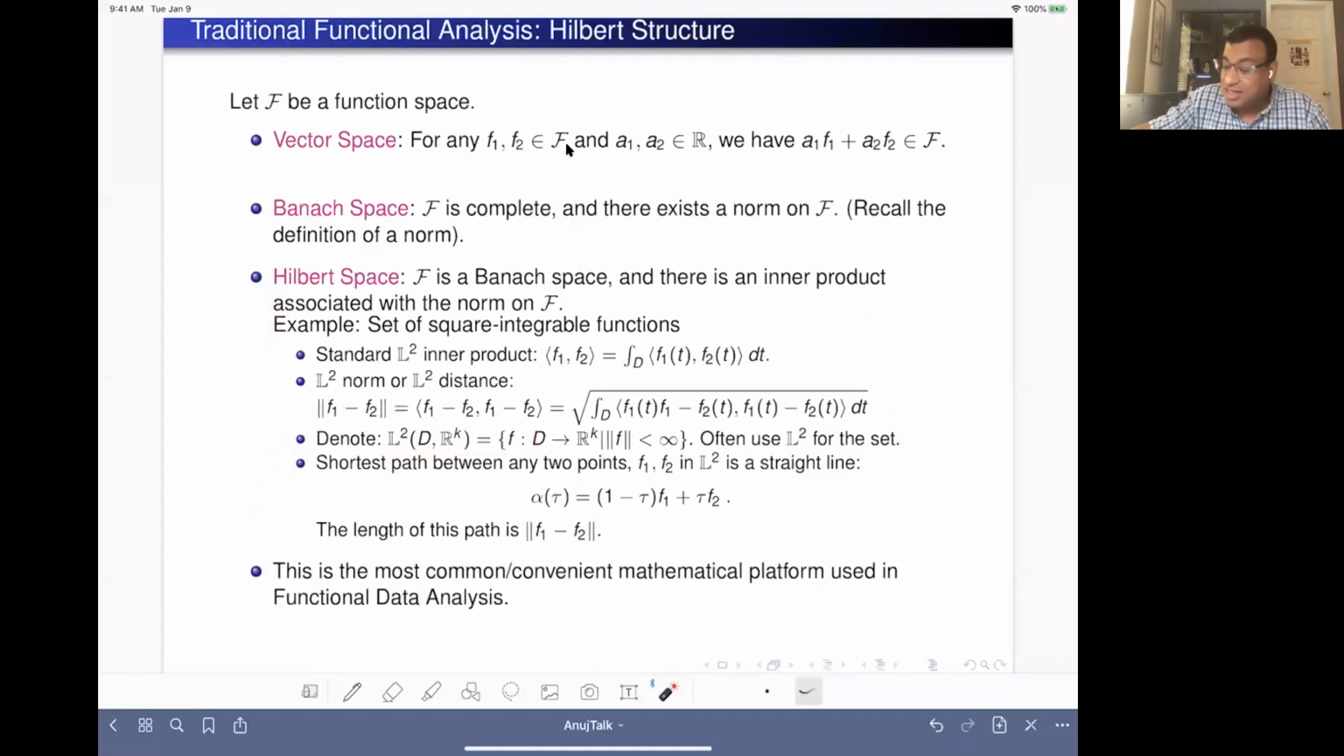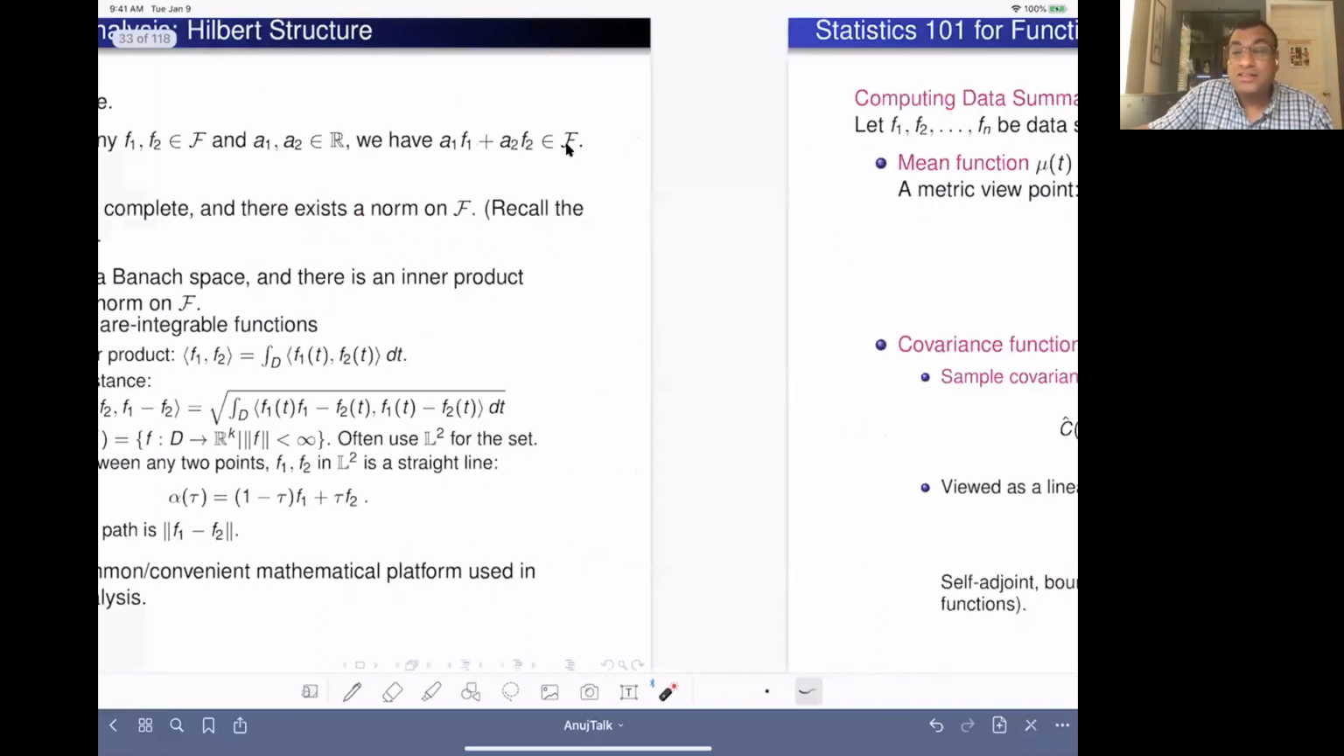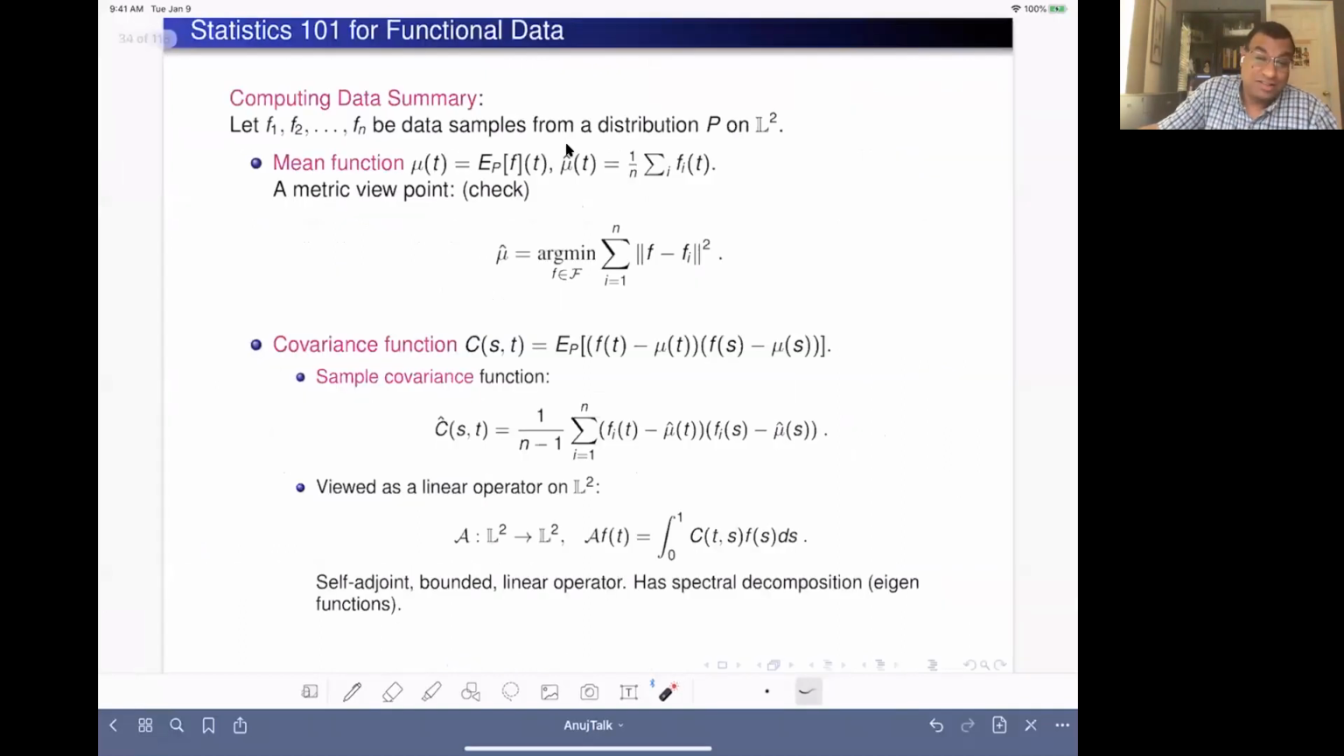There are some things that are very well known about these kinds of norms. If you have two points in this L2 space and you want to know under this metric what is the shortest path between them, because this is a vector space, the shortest path between them is a straight line. Whenever you have a vector space and you want to go from one point to another, the shortest path under the original Euclidean metric is a straight line.